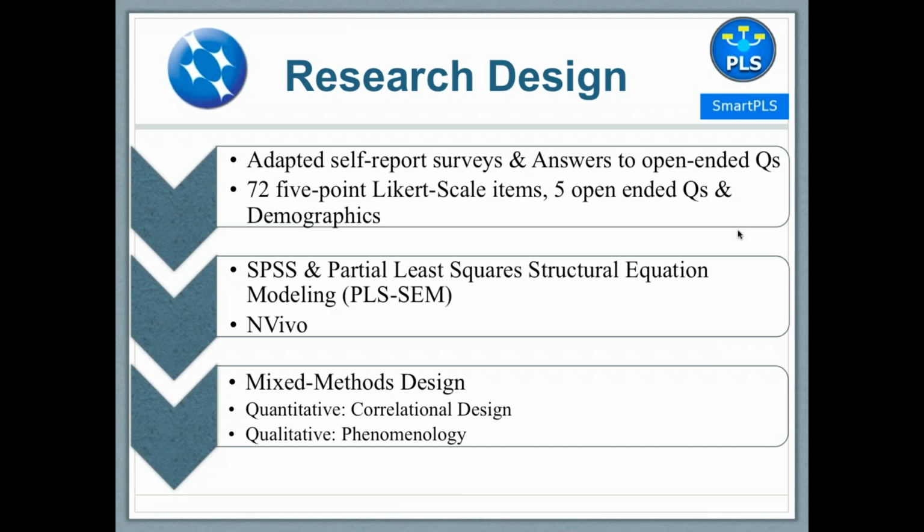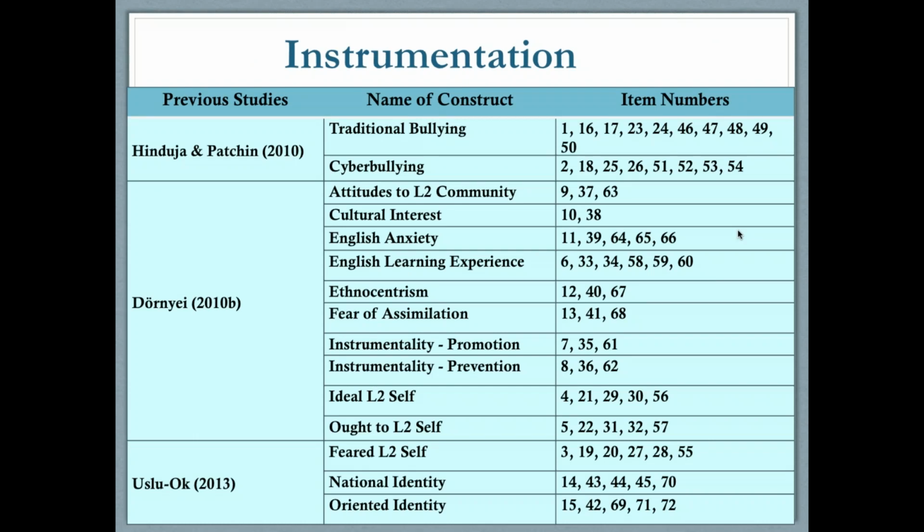The demographic data were analyzed in SPSS and also partial least squares structural equation modeling. I used the Smart PLS program instead of SPSS because I wasn't sure if my data would be non-normal or not. It was normal data when I examined it later on, but I still wanted to use this because it's more accurate compared to SPSS. The qualitative part was examined through NVivo. Okay, the survey that had 72 items was constructed through these 3 studies. I will basically talk about the traditional bullying and cyberbullying constructs in this presentation, and the very last constructs, national identity and oriented identity, today.